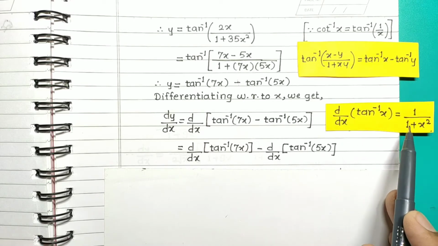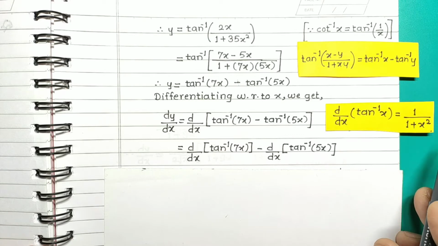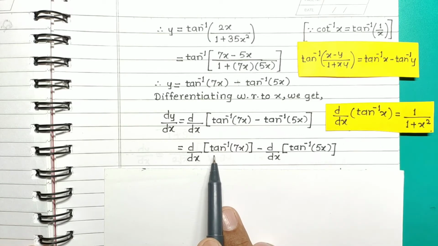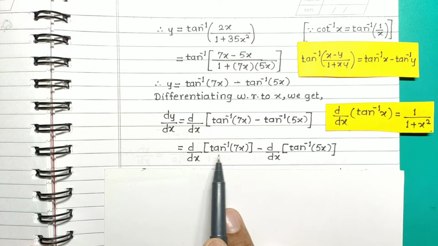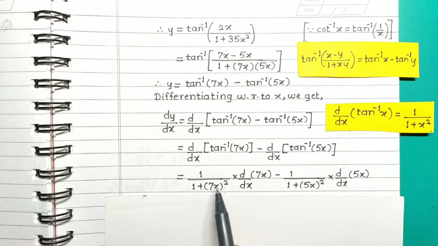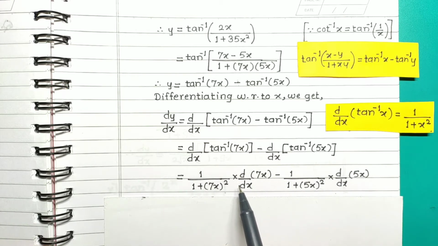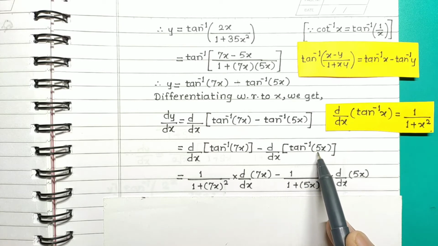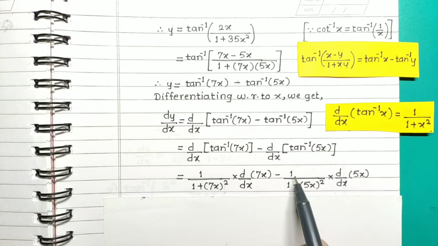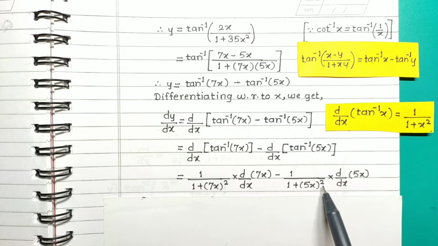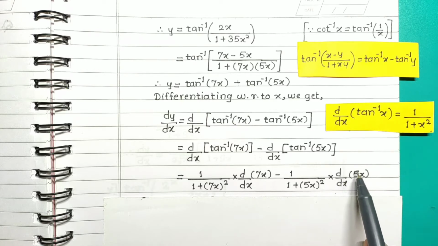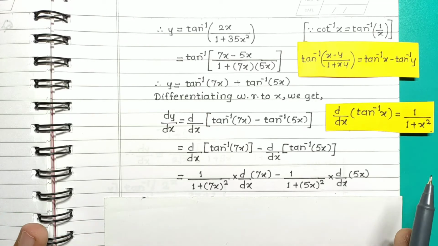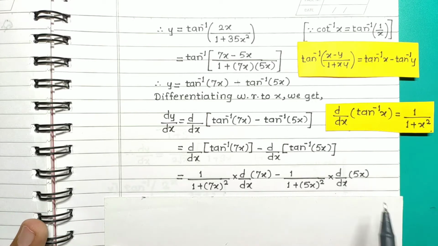The derivative of tan inverse of x is 1 upon 1 plus x square. So using this, let's treat it as tan inverse of something. So its derivative is 1 upon 1 plus something square into the derivative of something, minus, again here it is composition, tan inverse of something and its derivative is 1 upon 1 plus something square into the derivative of something, which is 5x here.